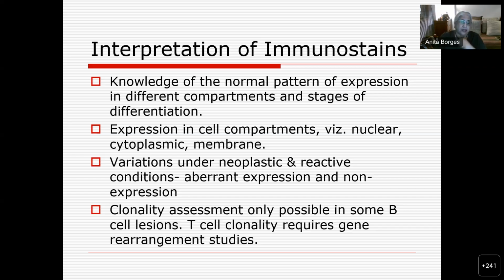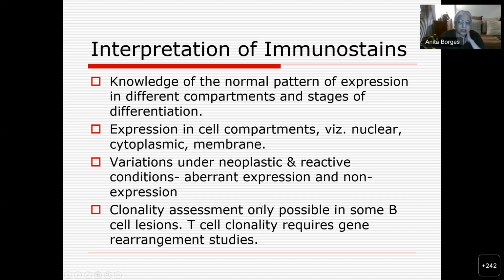Okay, and this last thing I will say that clonality assessment is only possible on immunohistochemistry in some B cell lesions. Okay, T cell clonality requires gene rearrangement studies, or today flow cytometry. Flow cytometry can certainly tell you a lot about a particular clone, and can even pick out small clones that we may not be able to detect on histology, or sometimes in gene rearrangement studies, we may not be able to do it. And I think flow cytometry is very complementary to what we're doing.